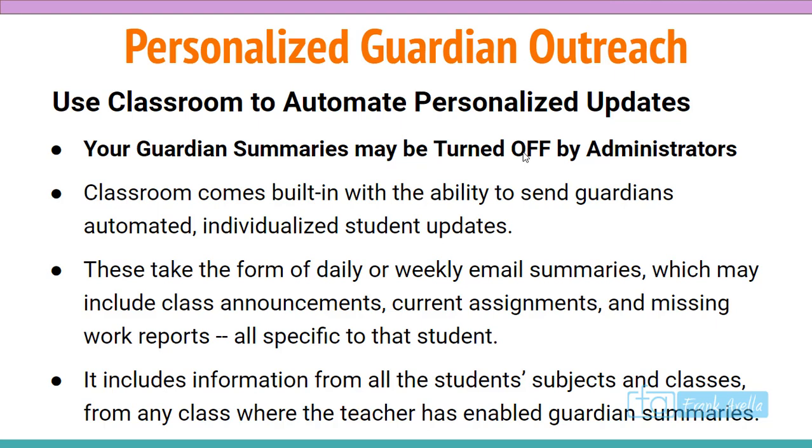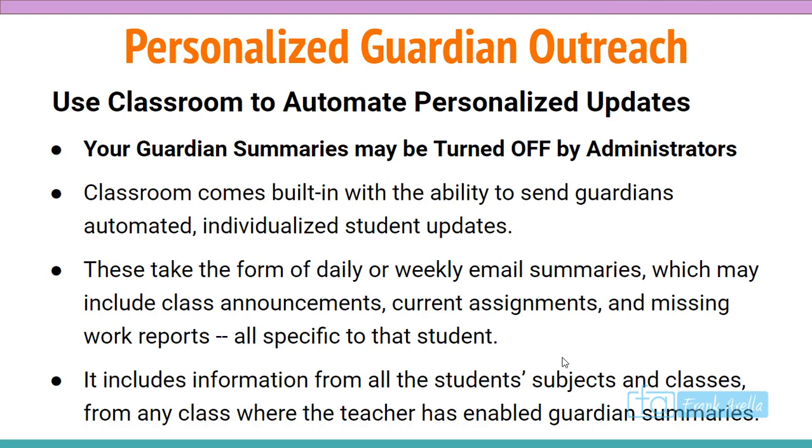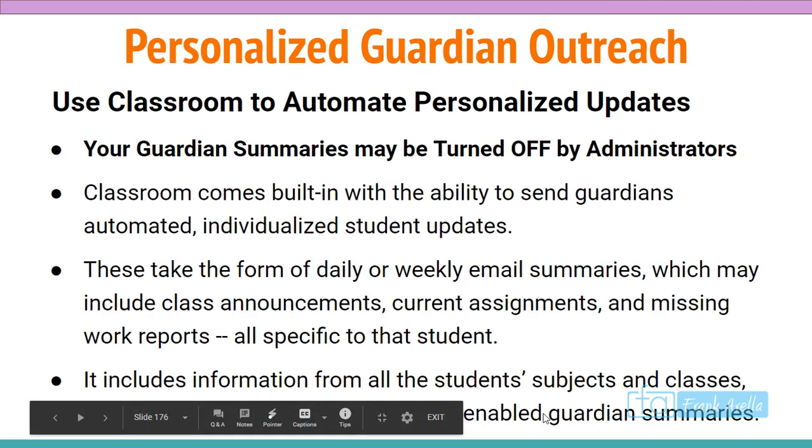This happens. So Google Classroom comes built in with the ability to send guardians automated individualized student updates. So they get individualized updates of their students. These take the form of daily or weekly email summaries, which may include class announcements, current assignments, and missing work reports, all specific to the student. It's personalized. It includes information from any class where the teacher has enabled guardian summaries. This only happens if you, the teacher, go in and enable guardian summaries.